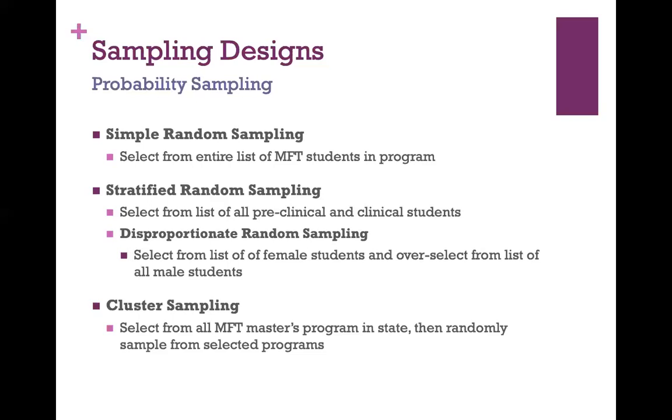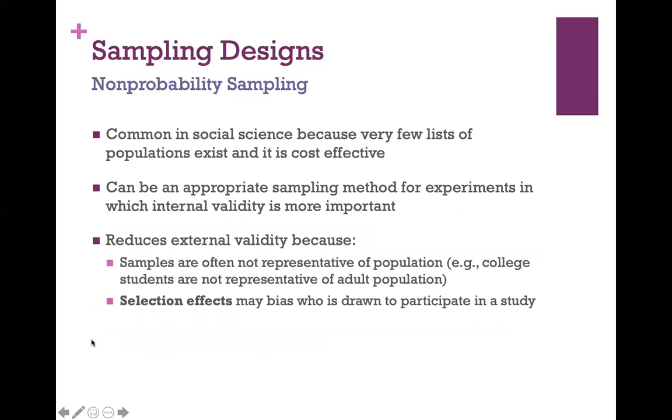You would do stratified random sampling and cluster sampling instead of simple random sampling when randomly sampling might be just too big of an ordeal, or when there are particular groups that you want to make sure are represented in your study. More commonly in the social sciences, we're going to see non-probability sampling because we have very few lists of entire populations. So it's very difficult to do random sampling. It's also very costly to do random sampling.